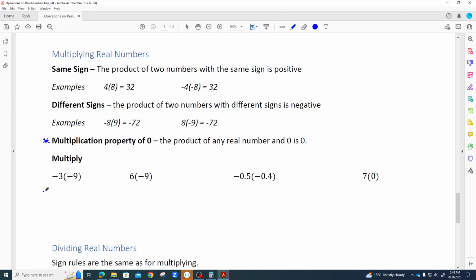So let's try a few. Negative 3 times negative 9. 3 times 9 is 27. A negative times a negative is a positive. Next one. 6 times 9 is 54. A positive times a negative is a negative.